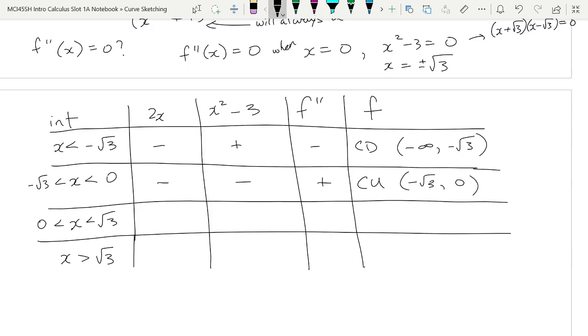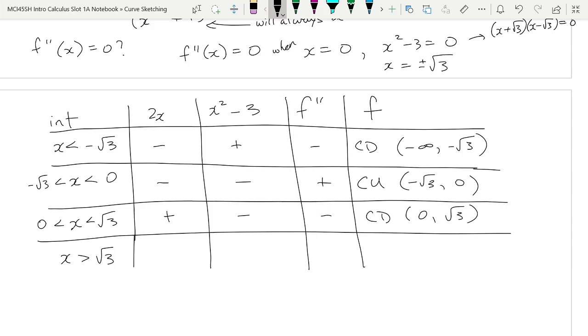There we go. All right, pick a number between 0 and root 3. How about 1? 1 would make that factor positive. It would keep this factor negative, and that means that the overall behavior is negative, which means we're concave down again from 0 to root 3.